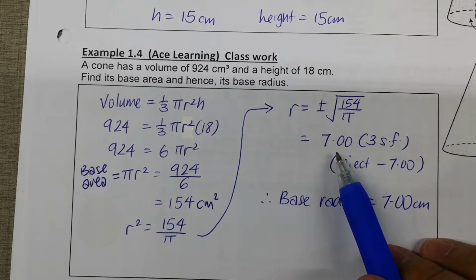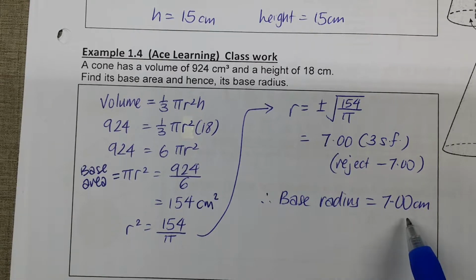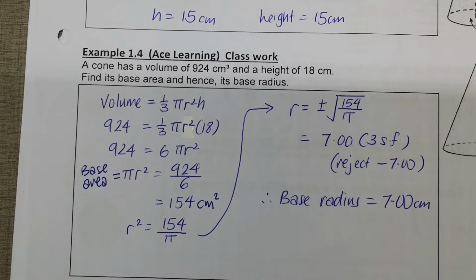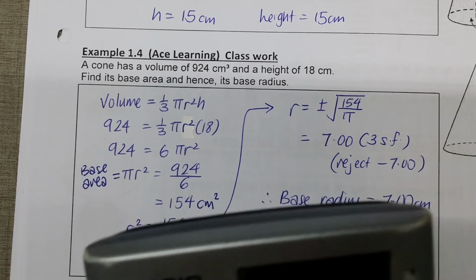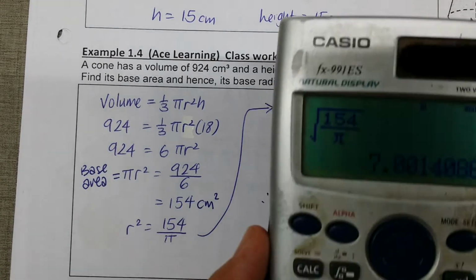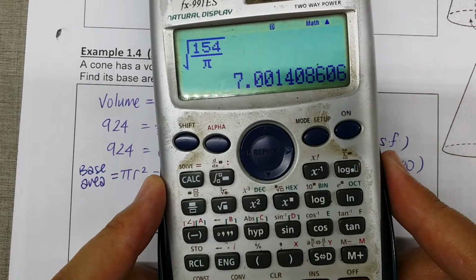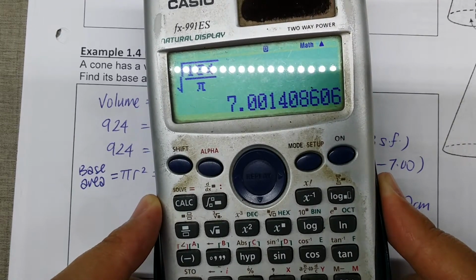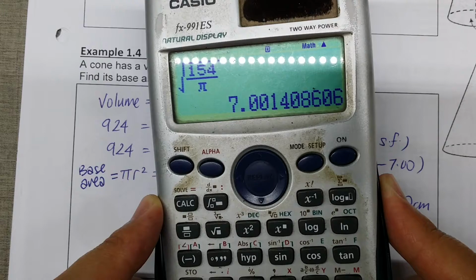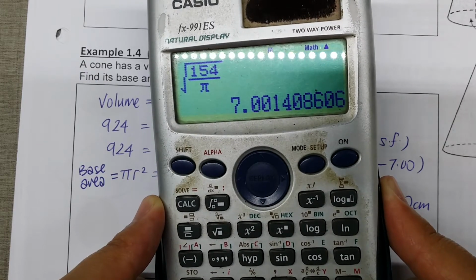So I will take the positive value, definitely, because radius cannot be negative. Radius is a length value, should be positive value. So base radius is 7.00 cm. I will not write 7 cm because the answer is actually not exact. If you press your calculator, you should be able to get 7.001408... So you should not just write 7 cm, you should write 7.00, which is 3 significant figure.